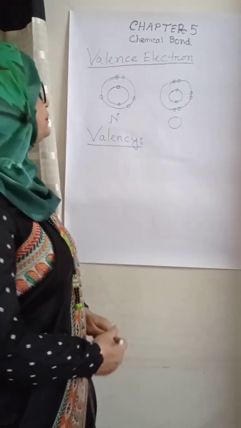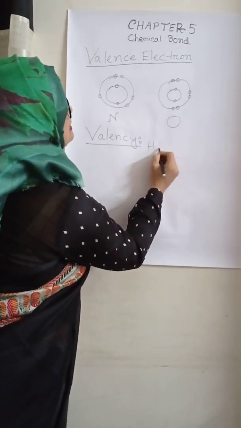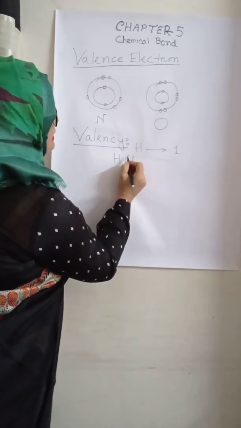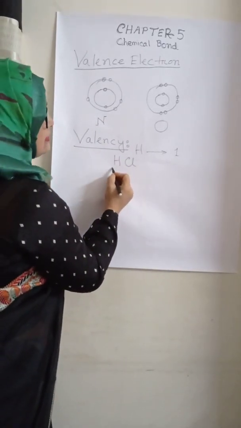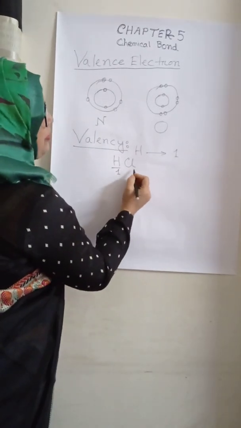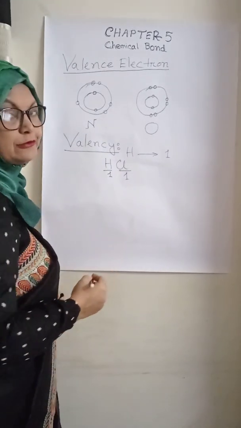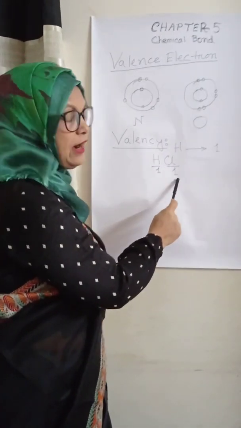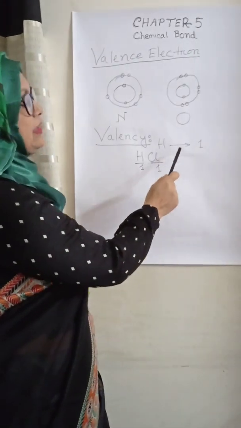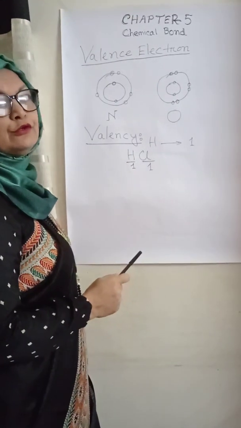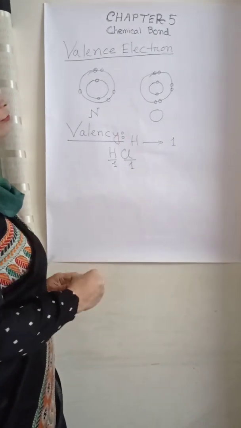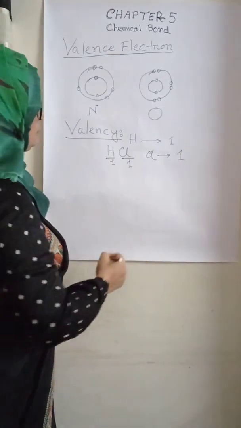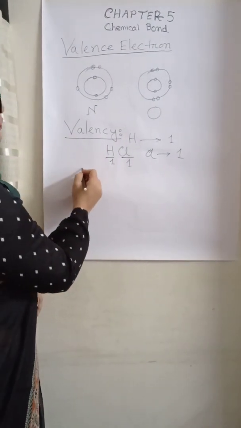For example, valency of hydrogen is 1, and HCl. Here, one hydrogen atom binds with one chlorine atom. Since one hydrogen atom binds with one chlorine atom, and valency of hydrogen is 1, so here valency of chlorine is also 1.